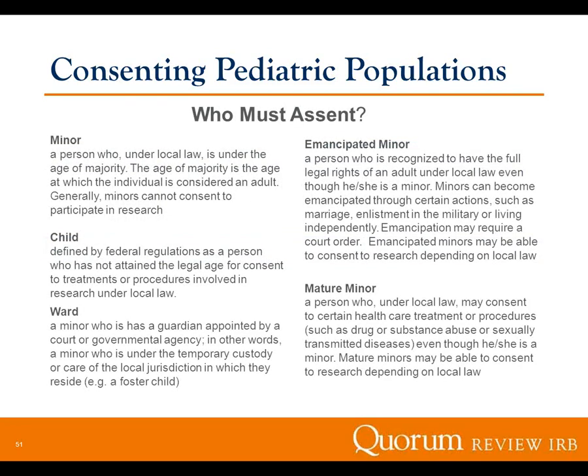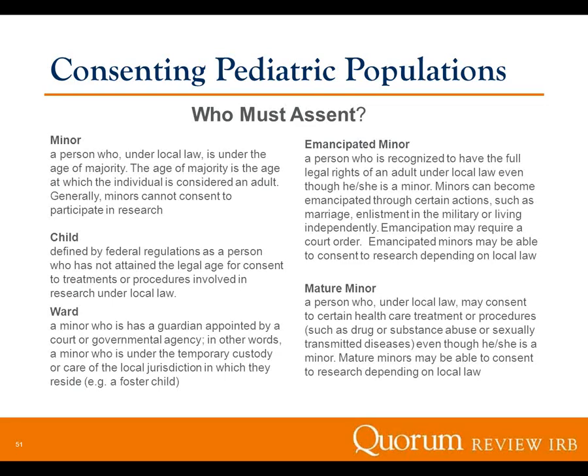Now that was talking about permission. Let's move on to assent. Who must actually assent to be in research? So the first term I'm going to start off with is minor. Simply put, this is a person who, under local law, is under the age of majority. So this is under the age of majority, or where you would not be considered an adult.